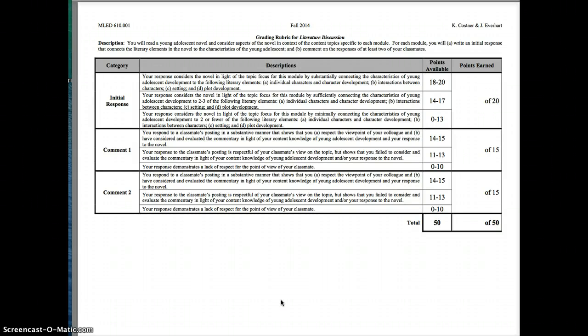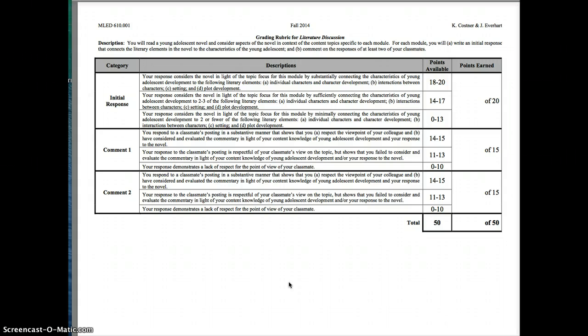And so for the second discussion forum for each module, you will have the opportunity to engage in a discussion around a young adolescent novel that we are going to be reading together as a class. For the first two modules, that book is going to be Crash, and that book is listed on your syllabus as one of the required resources. For the second and third module, that book is going to be Nerd Girls.